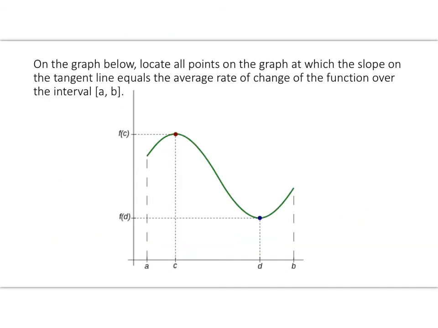Okay, so I want to make sure we have a better understanding of this. So on this graph, I want to find all the points on the graph at which the slope of the tangent line equals the average rate of change of the function over my interval a to b. Well, notice from a to b, I think I can draw a line here, I'm not sure. We'll see. A to b, so here's the endpoint A, here's endpoint B.